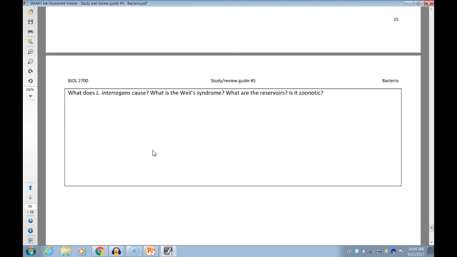Leptospira interrogans causes leptospirosis. Generally, it's mild, but in some cases can produce Weil syndrome, which is characterized by vascular collapse, liver and spleen failure. Reservoirs: cats, dogs, various domestic animals. Zoonotic, well, obviously, yes. Before we wrap this up, do you have any questions about the study guide?